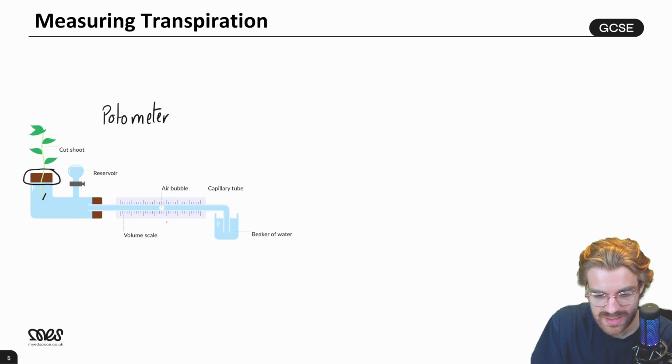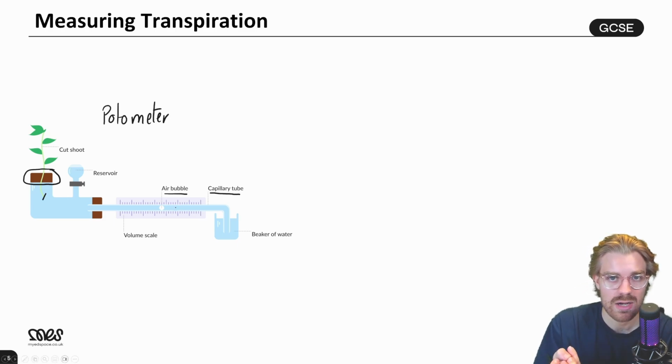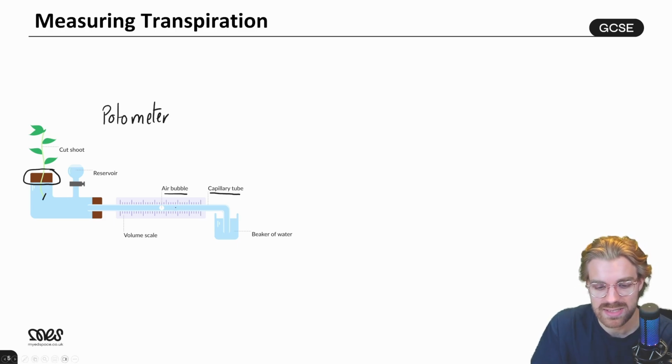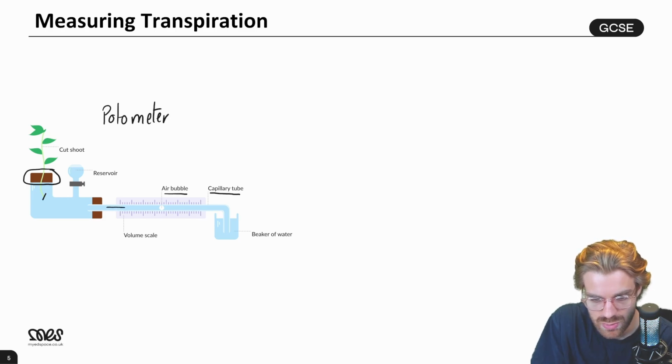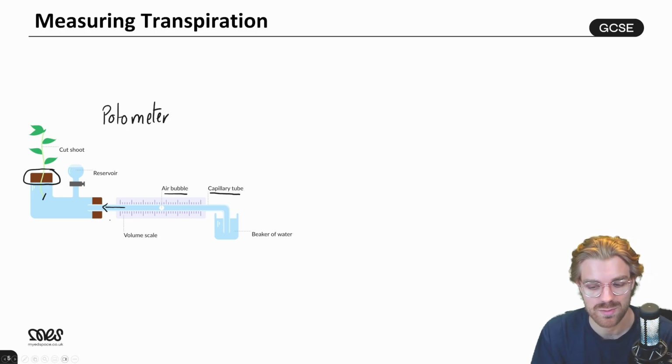Now, that shoot is in this tube containing lots of water. And that tube is connected to a capillary tube. And in the capillary tube, we have a very small air bubble. And as the plant consumes that water and takes it in through the stem, the water is going to move in this direction. And so the air bubble will move in that direction. And the distance the air bubble moves, we can use to determine the rate of transpiration.